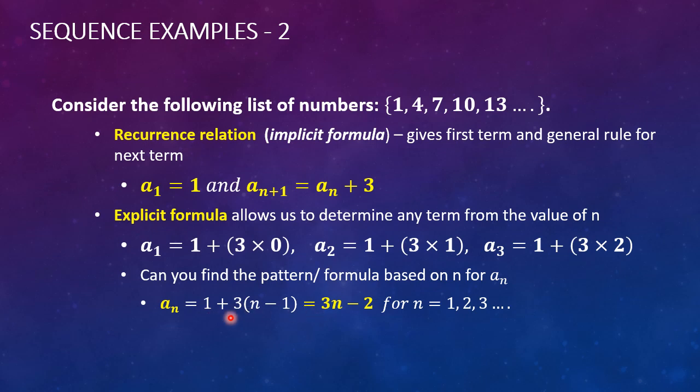Here all we've done is distribute the 3, so we get 1 plus 3n minus 3, which simplifies to 3n minus 2. With an explicit formula, this allows us to find any member, like the 147th member, which if we use the recurrence relation would take us a long time because we'd have to go all the way up to 146 to find the value for 147, whereas here we can do it quite easily from our formula 3n minus 2. Since n is 147, 3 times 147 minus 2 gives us 439.